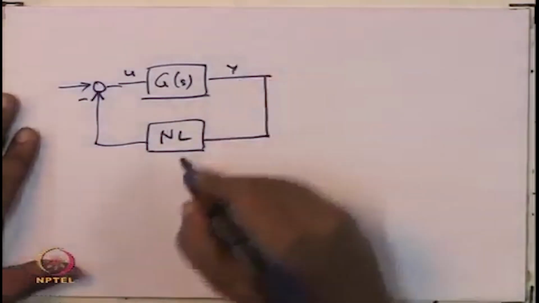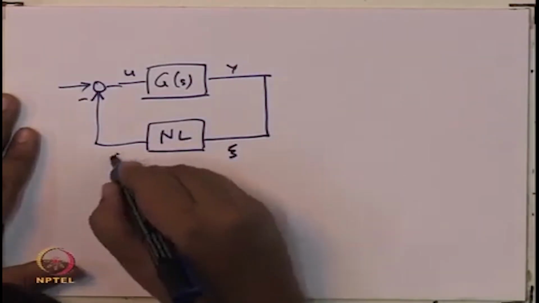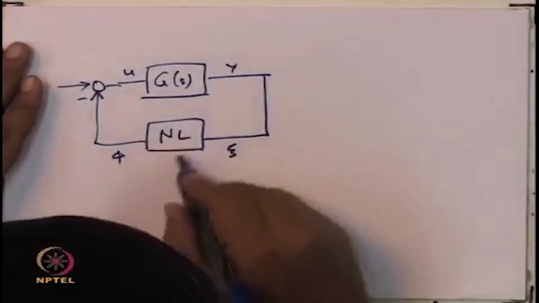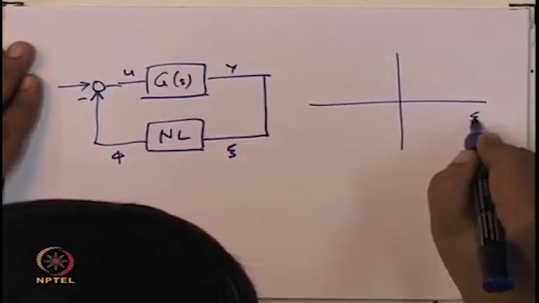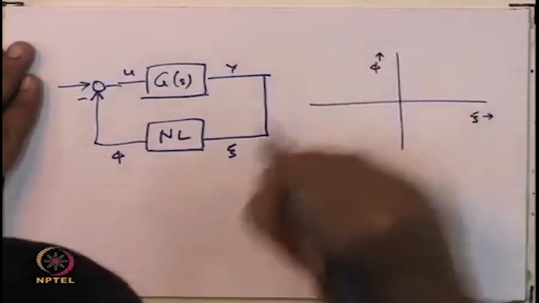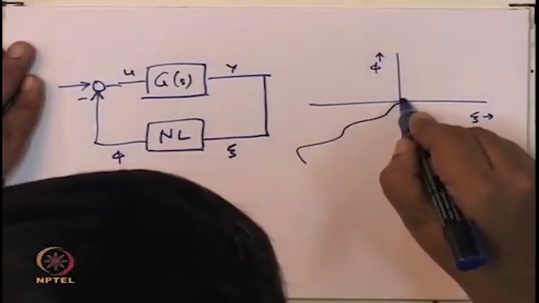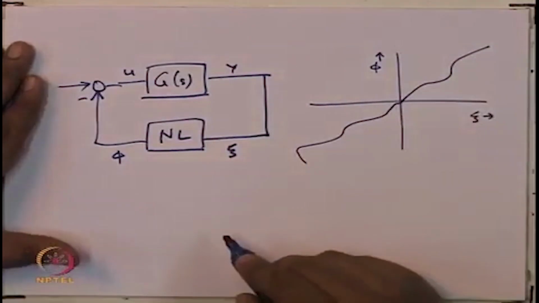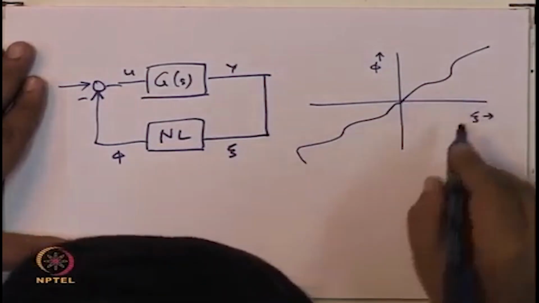Okay, let me call the input of the nonlinearity psi, and let me call the output of the nonlinearity phi. Now, the nonlinearity is such that if you draw its characteristics, with xi on this axis and phi on this axis, then the nonlinearity lies in the first and the third quadrant.